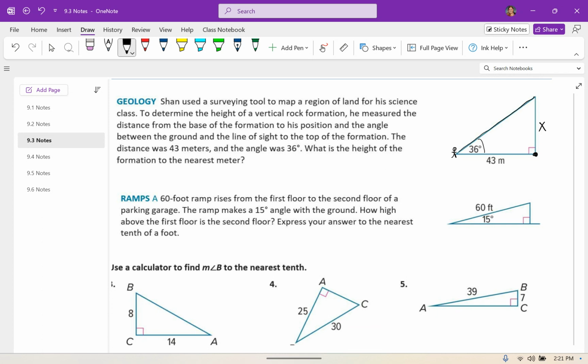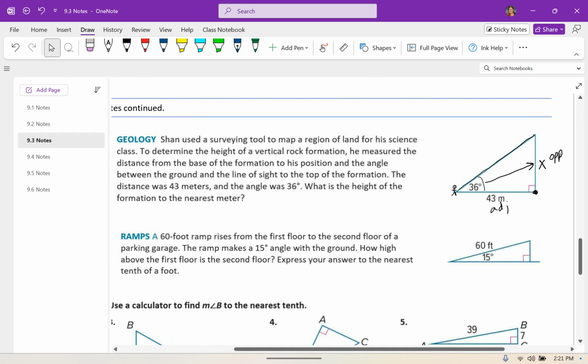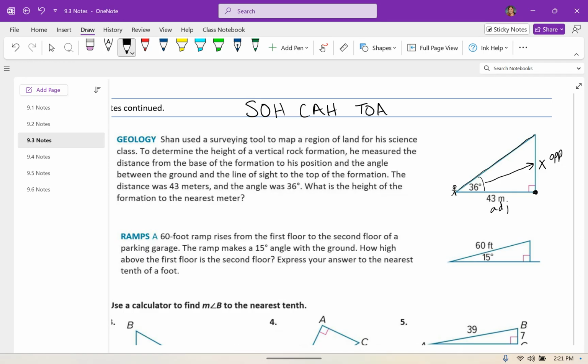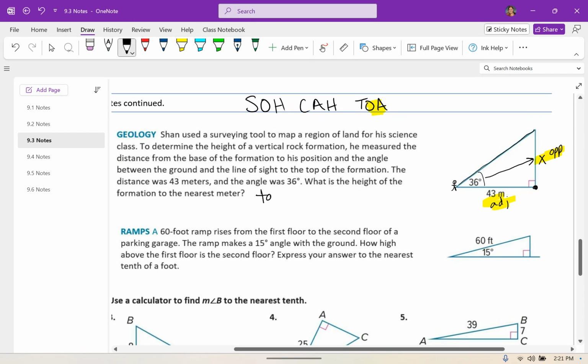Okay, so from Shan's position, we are given opposite and adjacent. So if I write SOHCAHTOA on the top, which one of these is opposite and adjacent? O and A is TOA, tangent. So we are going to do tangent of 36 degrees equals opposite x over adjacent 43, and solve for x.